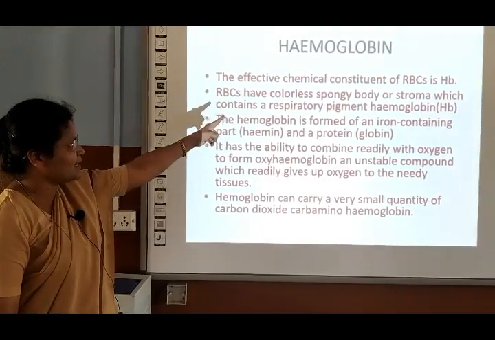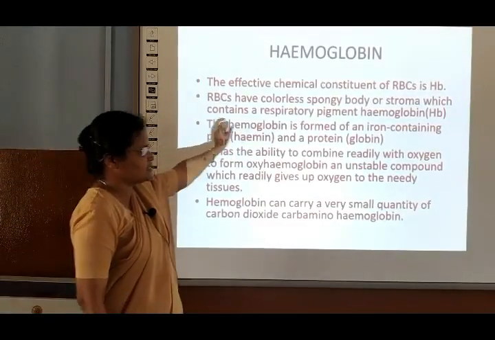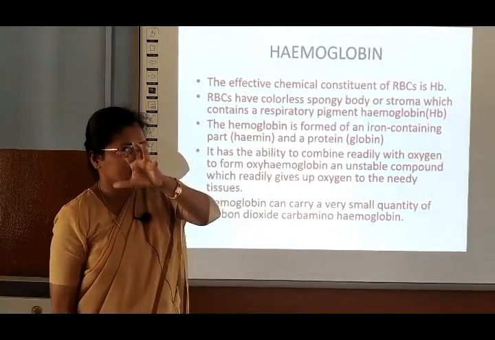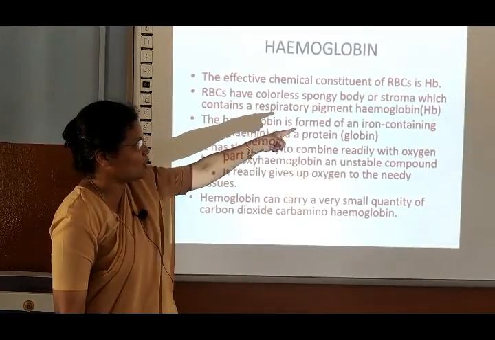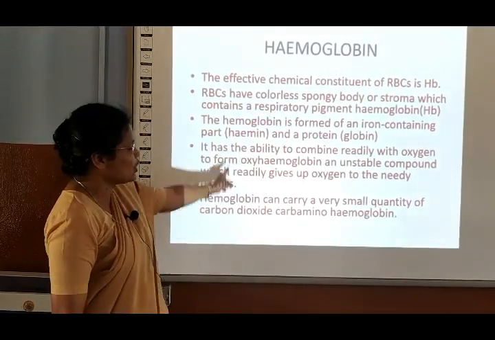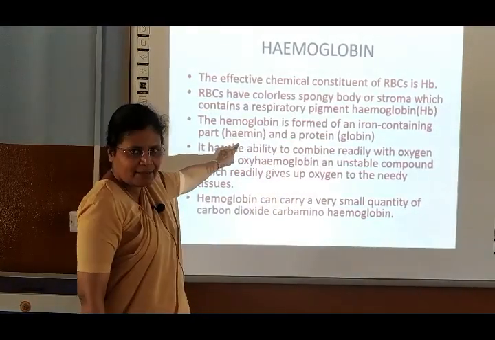Now, RBC have a colorless spongy body or stroma which contains, okay. So, you know the shape is biconcave. So, it has a colorless spongy body in which you have the hemoglobin present. The hemoglobin is formed of two things, an iron containing part called the hemin.